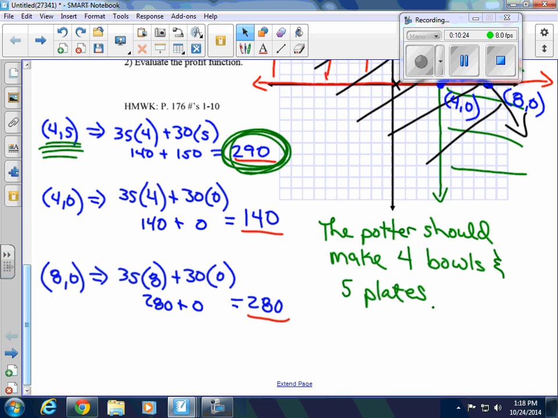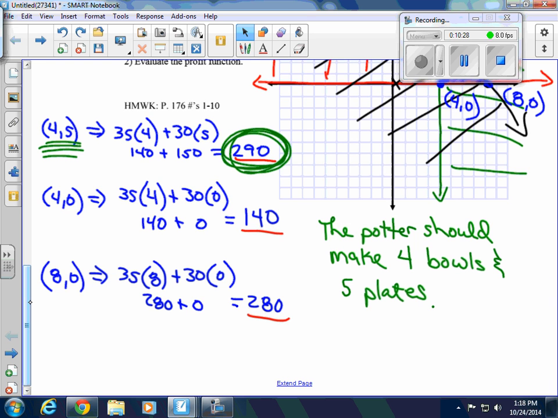So your assignment is going to be on page 176, numbers 1 through 10. So you can stop the video right now and do those if you would like. Otherwise, I am going to do example 2 on page 175 if you would like to follow along with that.